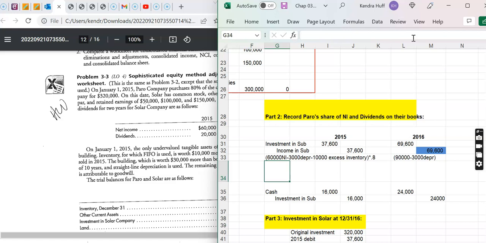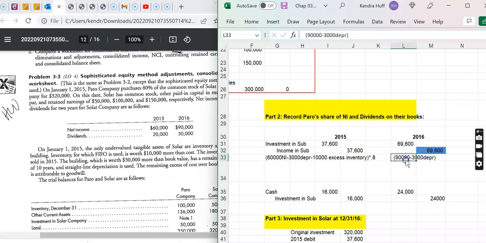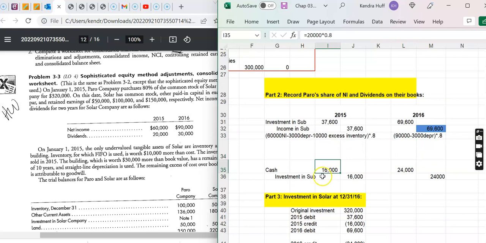Right? Let me double check it. 60 minus 3,000 minus 10,000 times 0.8. Yes, that's how we did it. And then in 2016, it's the 90,000, but all you do is subtract out the 3,000 because all the inventory excess is gone. We sold it in 2015. So you don't need to worry about that in 2016. Okay. Then we did the journal entries for the dividends, and that's cash and the investment in the sub. That's no big deal, but there's the journal entries for it.